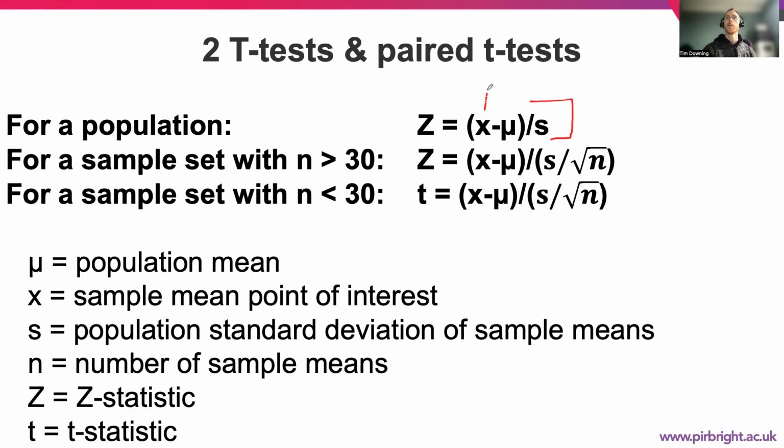So we can compare a single value x and look at the extent to which it is different from the population mean mu relative to the standard deviation s. We also looked at how we can look at sample sizes and compare our sample mean, x bar, against mu, adjusted for the standard error, which is the standard deviation divided by the square root of n.